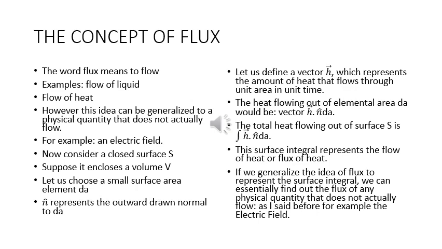Now consider a closed surface S and suppose it encloses a volume V. Let us choose a small area element dA. N represents the outward drawn normal to dA. Let us define a vector H which represents the amount of heat that flows through unit area in unit time. The heat flowing out of the elemental area dA would be the vector H dot N dA. The total heat flowing out of the surface S is then given by the integral of H dot N dA. This surface integral represents the flow of heat or flux of heat.